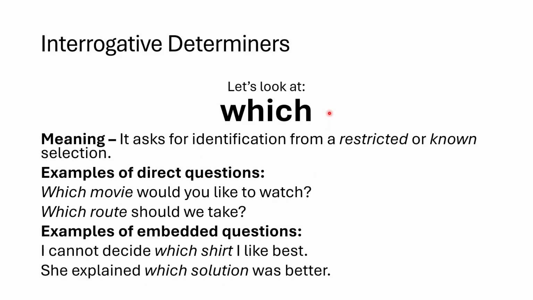Let's look at which. The meaning. It asks for identification from a restricted or known selection. Here are some examples of direct questions. Which movie would you like to watch? Which route should we take? Here are some examples of embedded questions. I cannot decide which shirt I like best. She explained which solution was better.